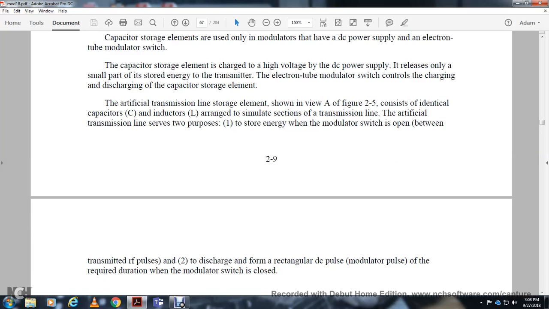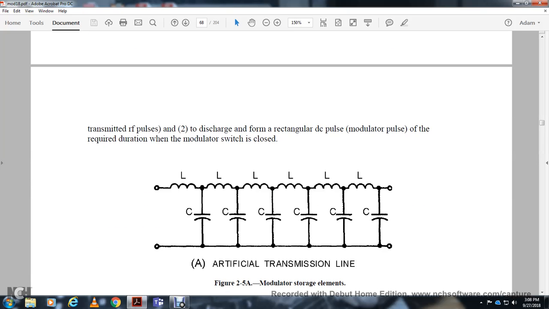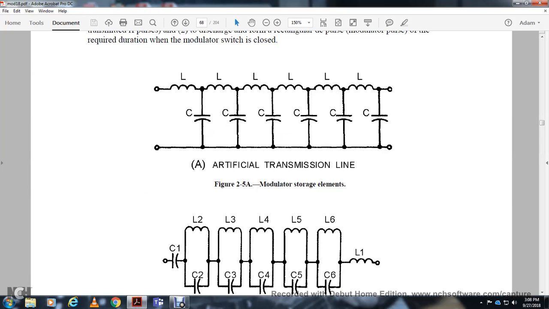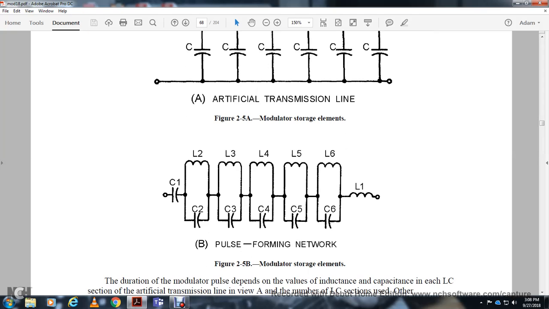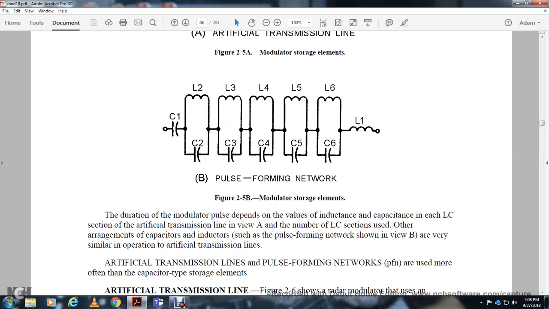frequency pulses, and the discharge of the rectangular DC pulse to the modulator over the required duration while the modulator switch is closed. The capacitor and inductor currents of the modulator storage elements, and the duration of the modulator pulse, depend on the value of the inductance and capacity of the LC section of the artificial transmission line of view A, and the number of LC sections. The other arrangement of the capacitor and inductance, the pulse forming network shown in view B, is very similar in operation to artificial transmission lines.